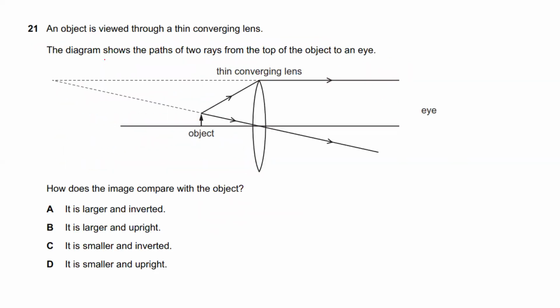Then question number 21, it says an object is viewed through a thin converging lens. The diagram shows the paths of two rays from the top of an object to an eye. How is the image compared to the object? So the image will be somewhere here. This is an upright image. This is a virtual image on the same side of the object, larger in size. So larger in size, inverted, no; upright, yes; smaller, no. So answer B is the best choice we have here.